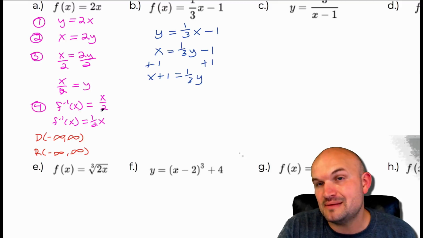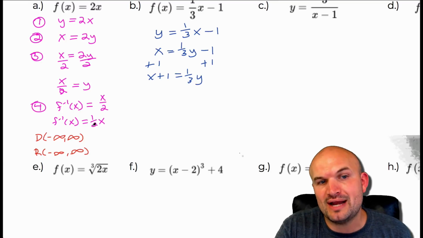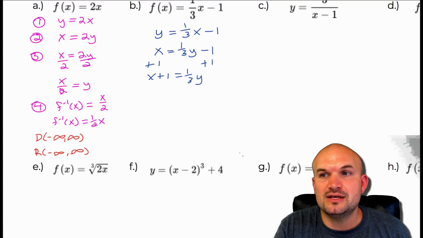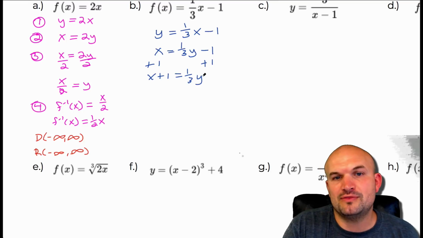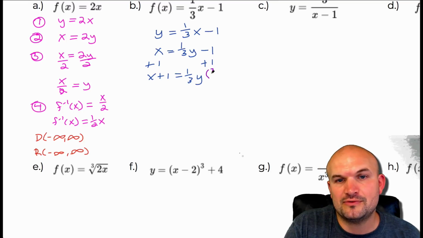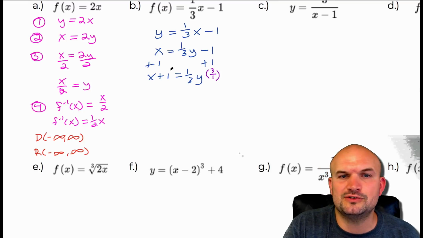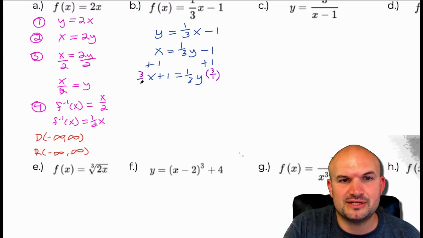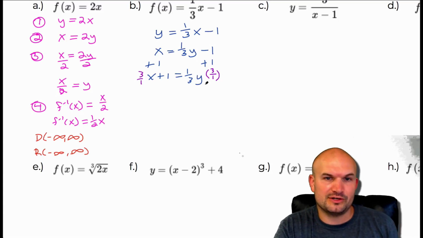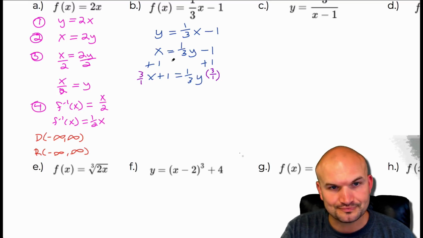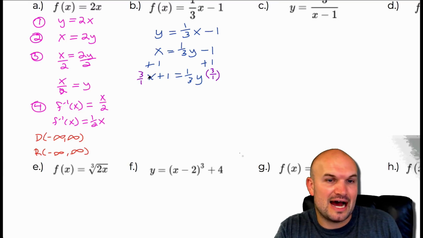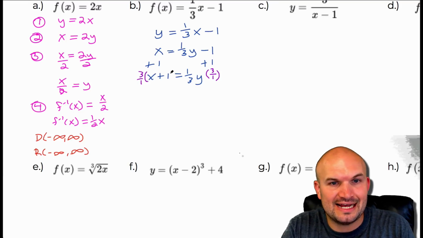Multiplying by 1/3 is the same thing as dividing, or multiplying by 1/2 is the same thing as dividing by 2. So if I want to get rid of multiplying by 1/3, I could just multiply it by 3/1, or just 3. I like to do 3/1, though, just to make sure students understand that they're going to multiply to 1. Now, the important thing is I am multiplying this whole side by 3/1.